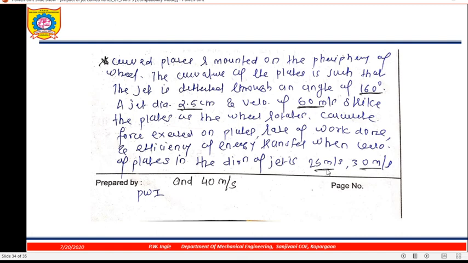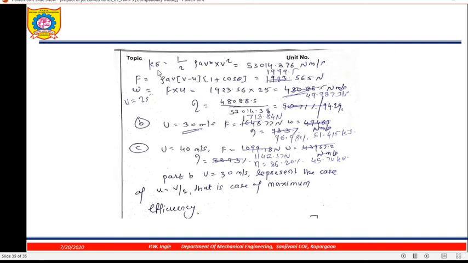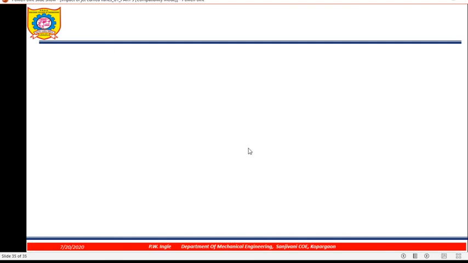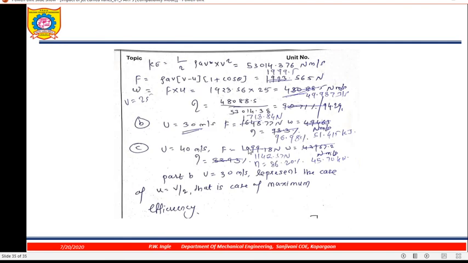The velocities of the plate are 25 meter per second, 30 and 40. Very simple. Kinetic energy is 1 by 2 rho a v into v square. Then force is rho a v (v minus u)(1 plus cos theta). Then work is F into u, and calculate efficiency. So these are the values which we are getting for different cases. So this is all about the numericals based on curved plates, and series of curved and flat plates.